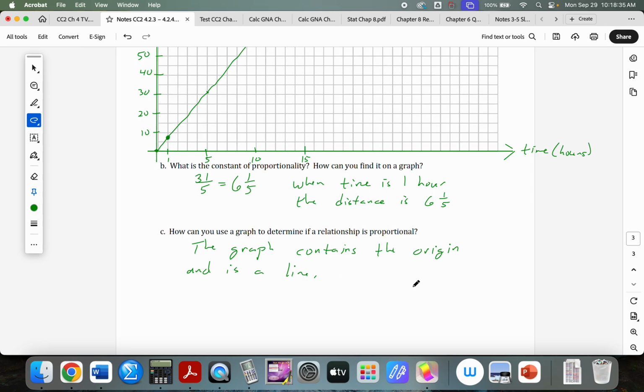So from a table, the easiest thing to look at is if one quantity doubles, the other quantity has to double. From a graph, you got to go through the origin, and it has to be a line.